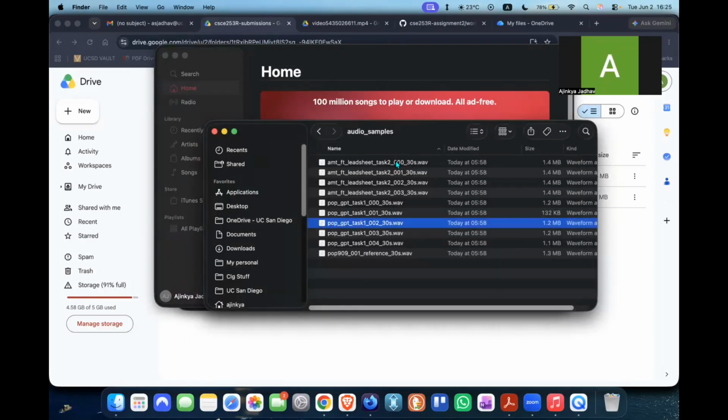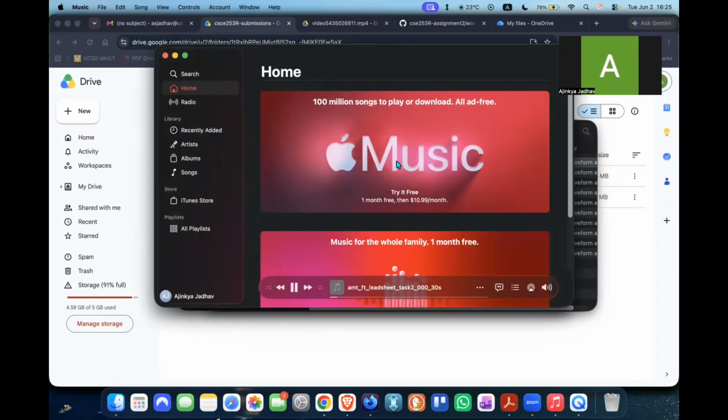And this is how the task 2 audio files look like. And we can clearly see the improvement in the task 2.